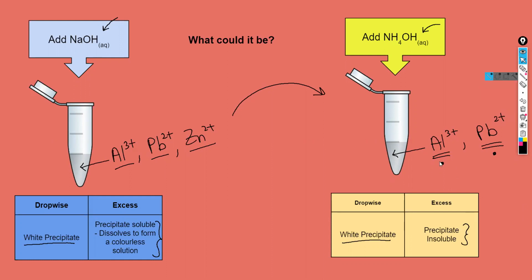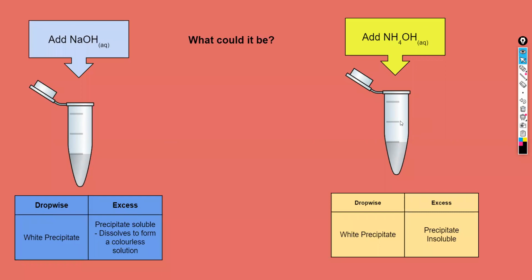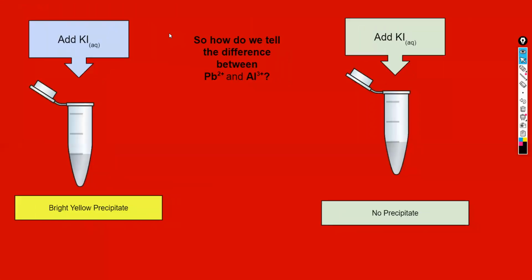So it's between aluminum and lead. Okay, so let's move to the next slide now. Just pay attention for the time being.